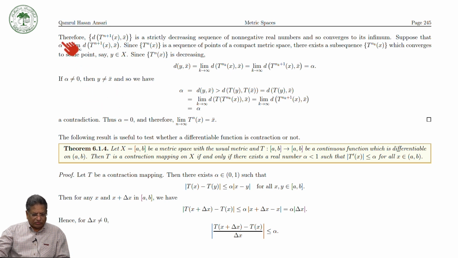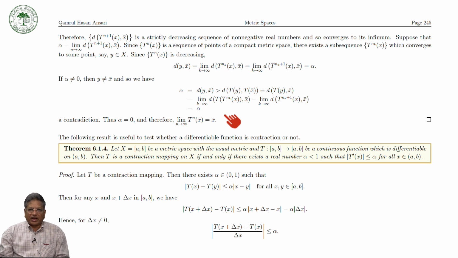So alpha is equal to 0, so this term is equal to 0. It means that if this is equal to 0, then the limit of T^n x as n tends to infinity converges to x bar. So that is the proof of the result when the metric space X is compact and T is contractive, not necessarily a contraction.